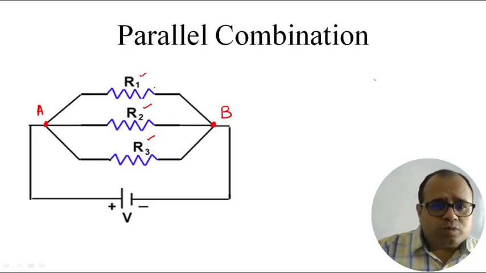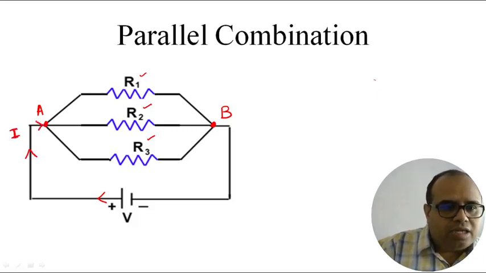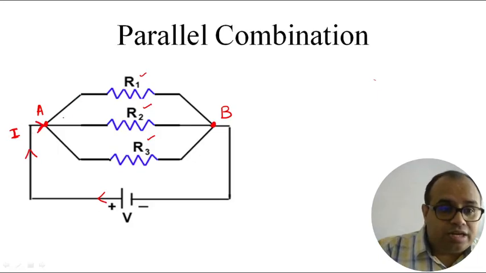Now, of course, because of the parallel combination of these three resistors, what would happen? Definitely, because of the resultant of the parallel combination of these resistors, some current I would flow through the circuit. Let this current be I. Now, when this current I reaches this point A, what will happen? There are three ways. Either it can pass through this path or this path, so the current gets divided.